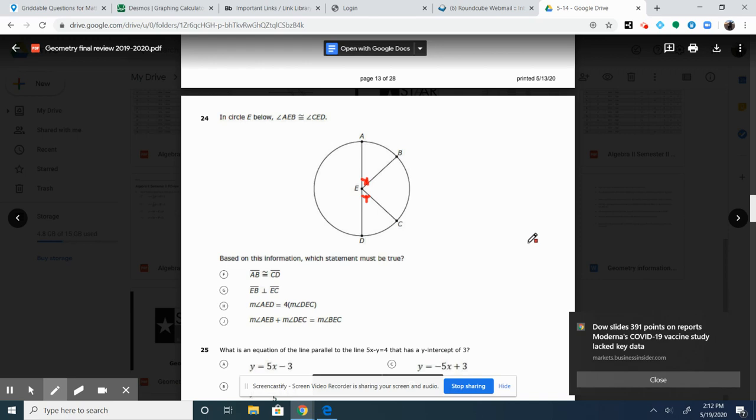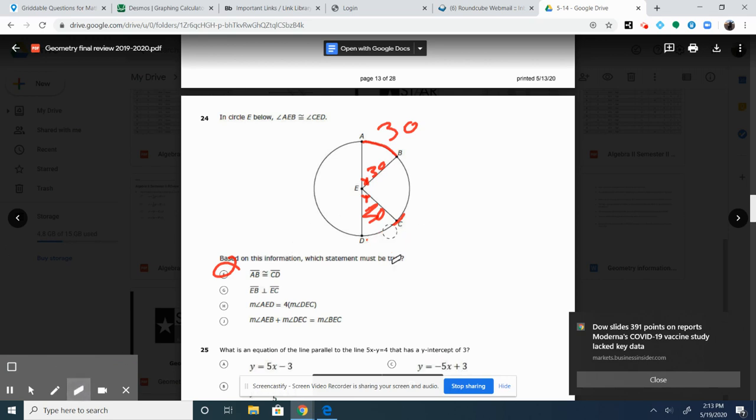Now, let's first look at AB and CD. It says that AB and CD, the arcs, are congruent to each other. And that makes sense since both of the central angles are also congruent. So let's say these were both 30. They're congruent. That means that the arcs also have to be 30, therefore they would be congruent. So that would be true. Just to make sure, let's check the other one.